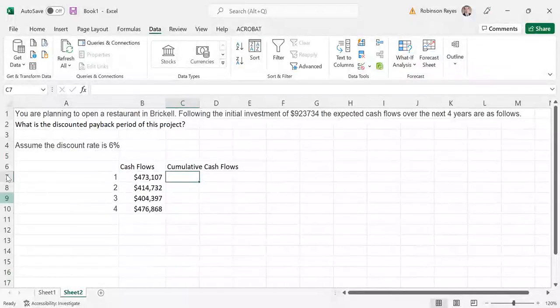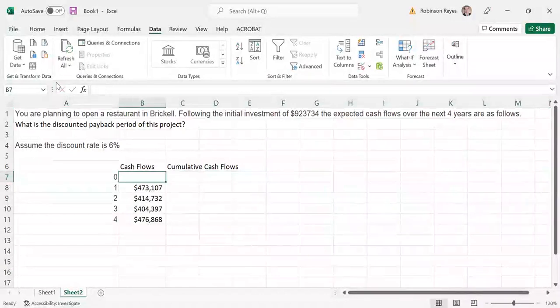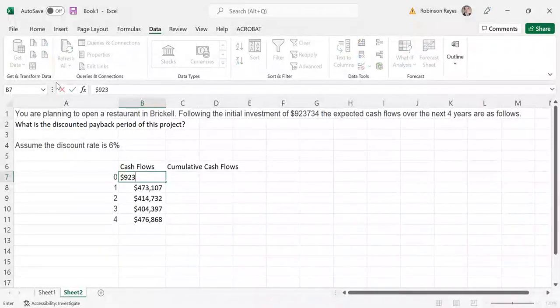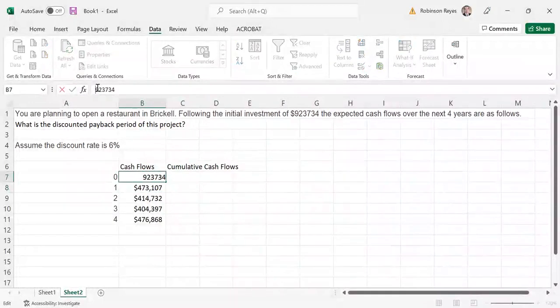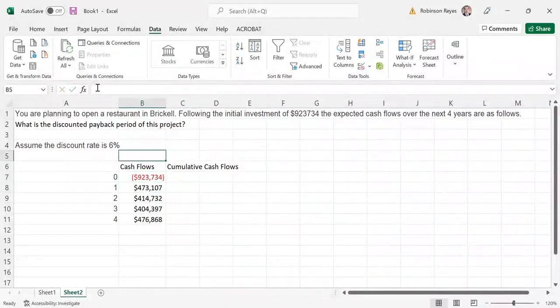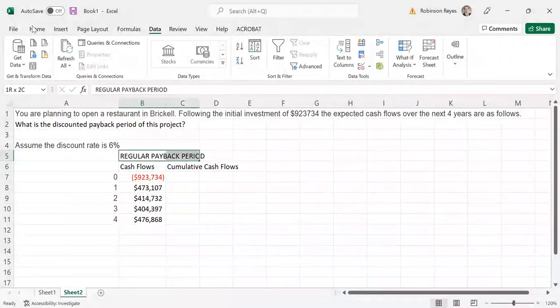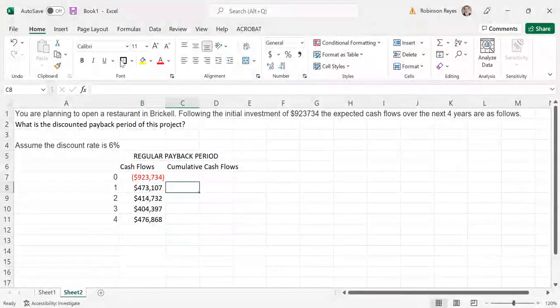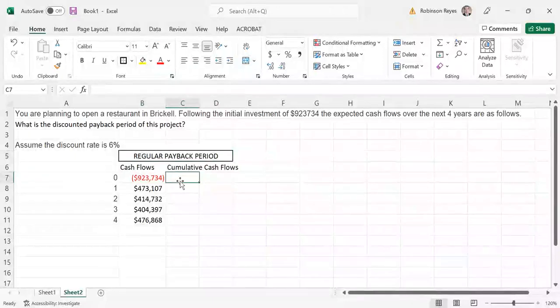So we are going to add one cash flow that we are missing, which is the initial outflow, the initial investment, and that one is 923,734. And that's going to be negative. So the regular payback period is the following. Regular payback period. So what we do is this.